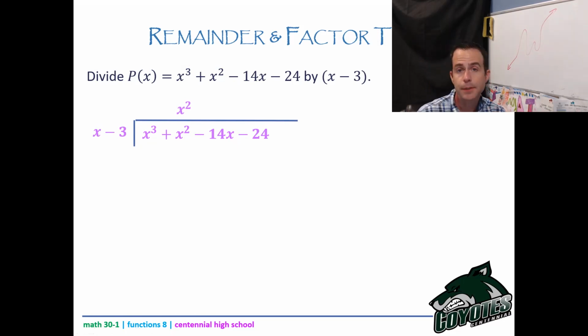Now the next step is to multiply. Well, I'm going to multiply the x squared, but I'm multiplying by x minus 3. Don't forget about that minus 3. There's a binomial there. So essentially, that x squared will get distributed to the x and to the negative 3. So that'll be x cubed minus 3x squared. Now what do I do? I subtract.